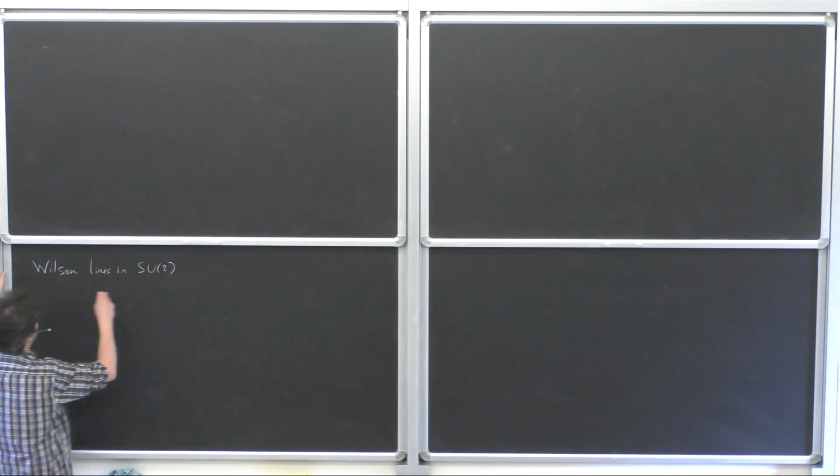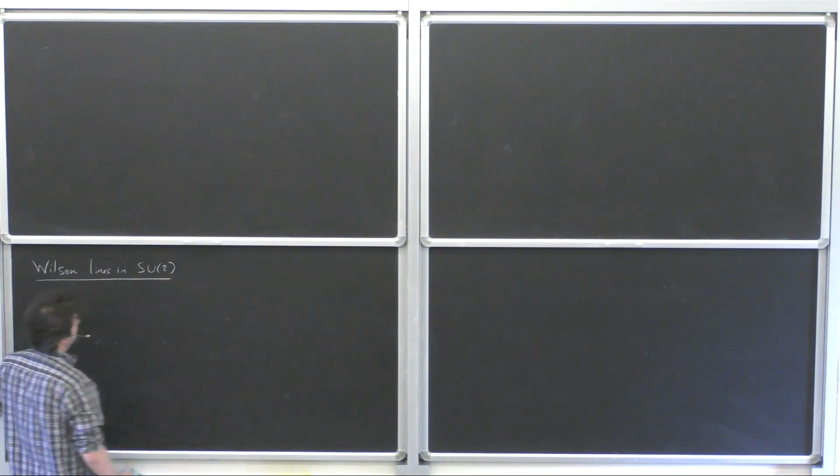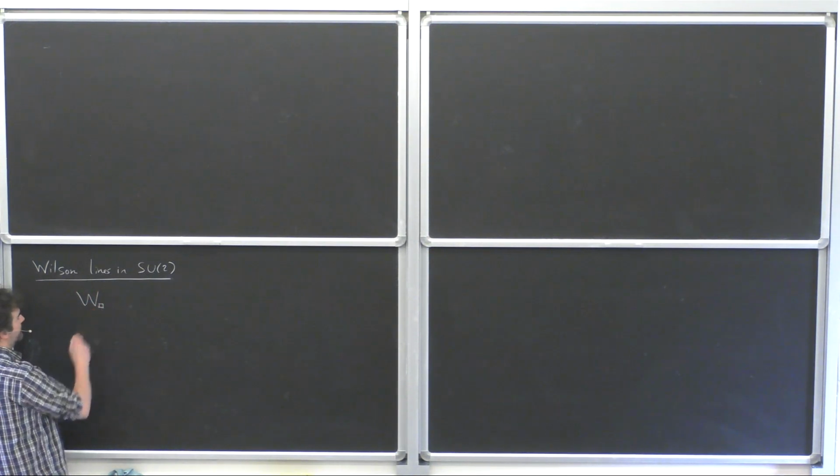So let's start with the SU2 theory. And in this case, we have a Wilson line. I have to tell you in which representation it is, so let me take the Wilson line in the fundamental. And as usual, it's wrapping some path.